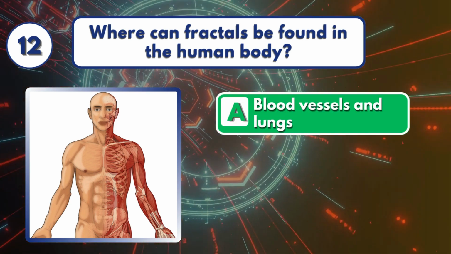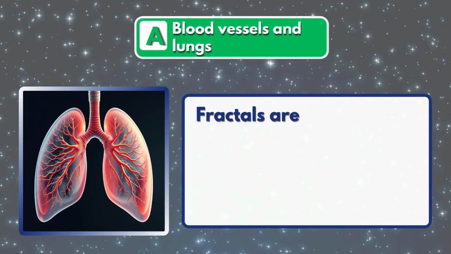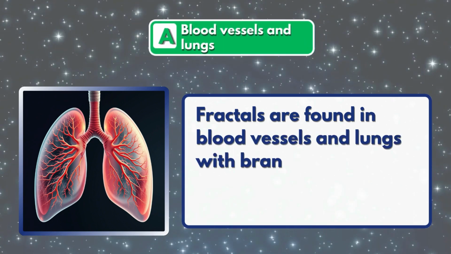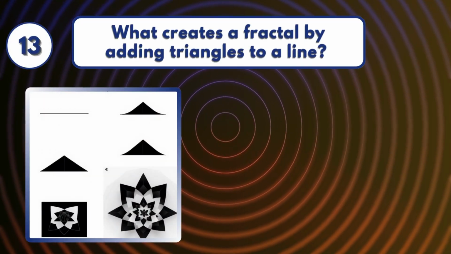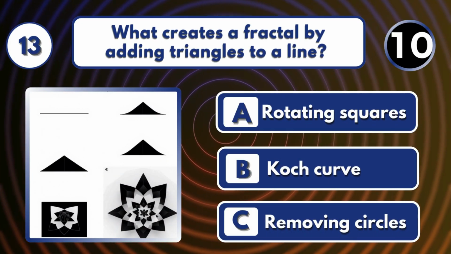Fractals are found in blood vessels and lungs, with branching that optimizes gas exchange and flow. What creates a fractal by adding triangles to a line?